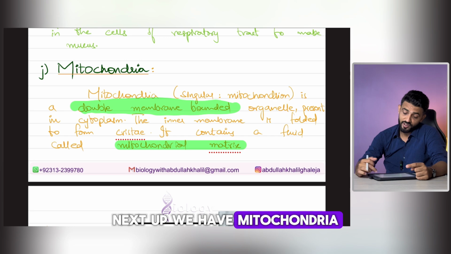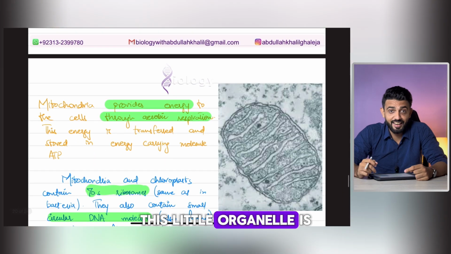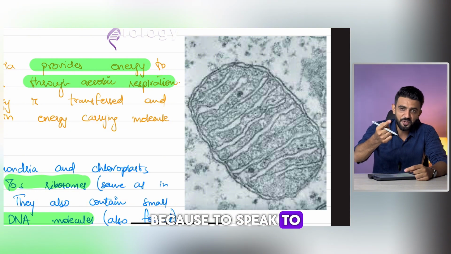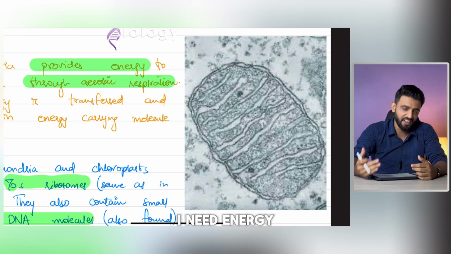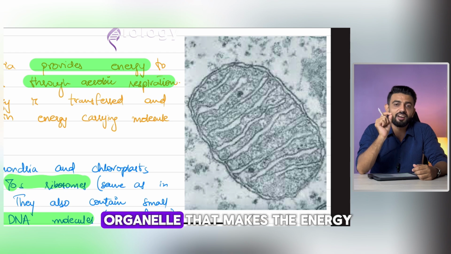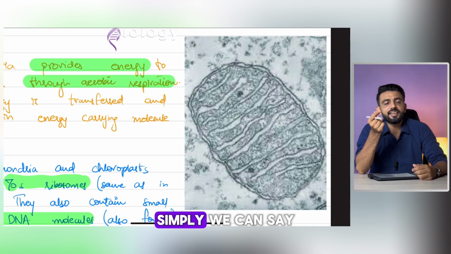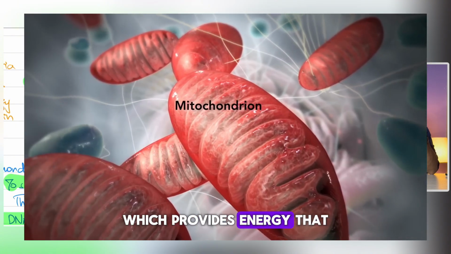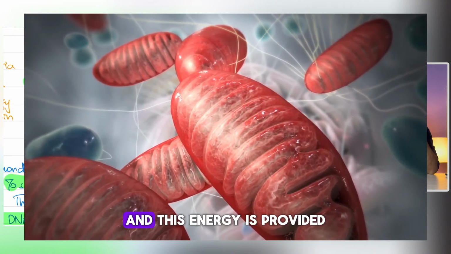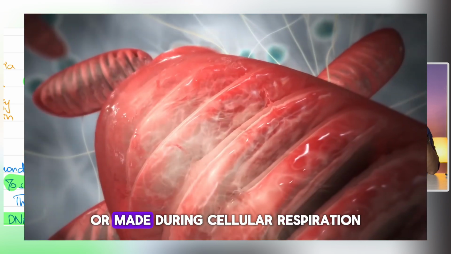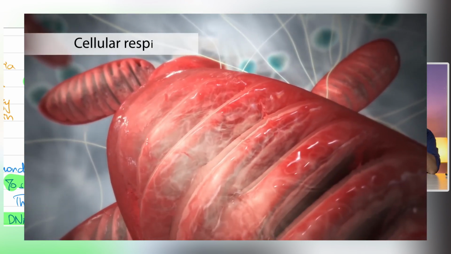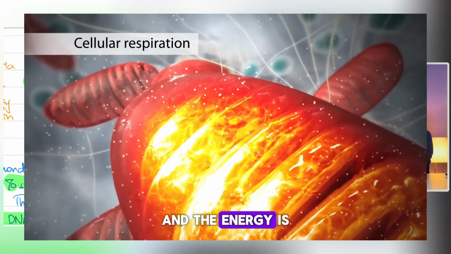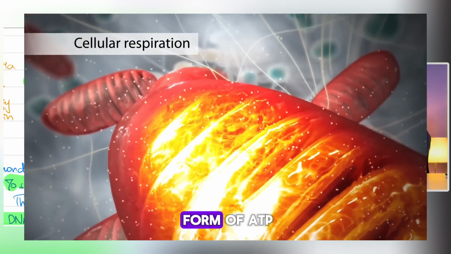Next up, we have mitochondria. This little organelle is enabling me to speak to you, because to speak to you, to do these hand gestures, I need energy, and mitochondria is the organelle that makes the energy. Simply, we can say that mitochondria is the organelle which provides energy. That energy is stored in ATP, and this energy is provided or made during cellular respiration. That means within this mitochondria, the food is being oxidized and the energy is being released, and that energy is being stored in the form of ATP.